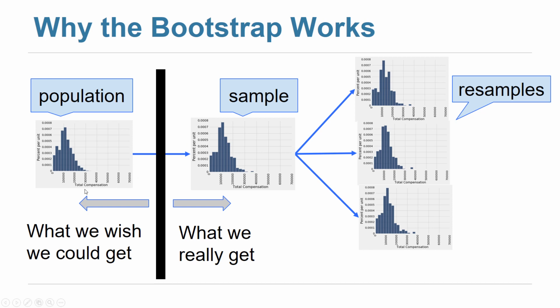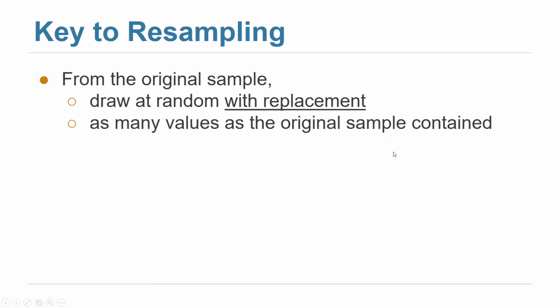So on the left, this is what we wish we could get, which is the population. Of course, we don't have the population, but what we have is a random sample from it and multiple resamples from it using the bootstrap method. And the key to resampling is to draw from the original sample at random with replacement with the same size of the original sample, so as many values as the original sample contained.